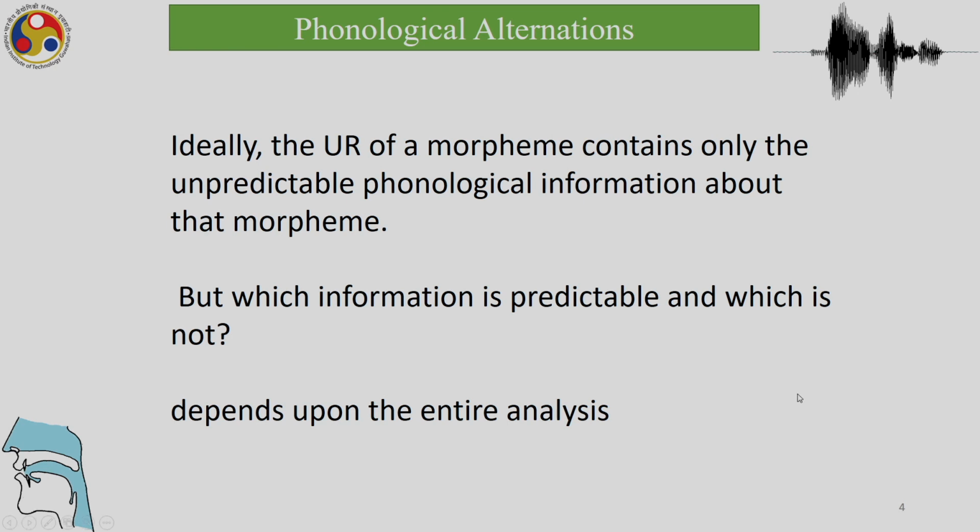So again, as we have discussed before, the underlying representation of a morpheme contains only the unpredictable morphological information about that morpheme. But how do we know which information is predictable and which information is not predictable? And the answer is entirely in the analysis, and we will see in more detail today how we can proceed with that analysis.